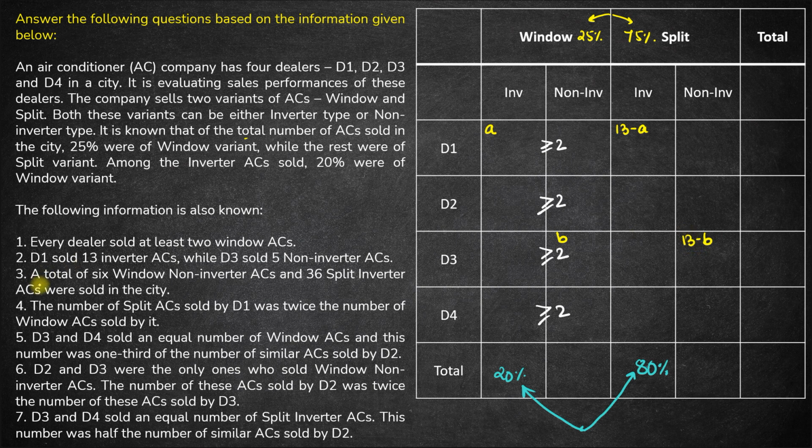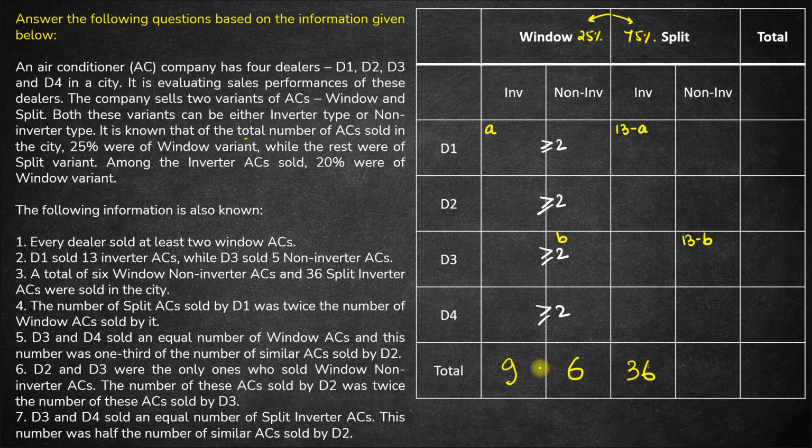Next, a total of 6 window non-inverter ACs. So the total of this is 6. Right? And 36 split inverter ACs were sold. Split inverter is this whole thing together, and this whole thing together is 36. Now 36 is 80%, so 20% will be 1/4 of this. Hence the total inverter ACs of window type will be 9, and this is 36. Right? So this is 9, and this is 36.